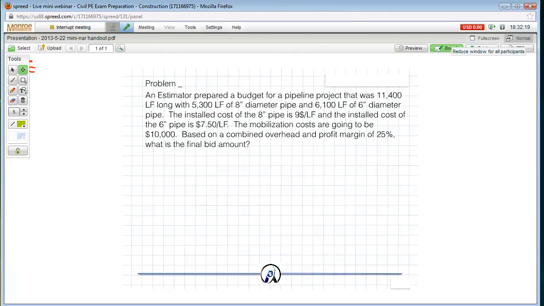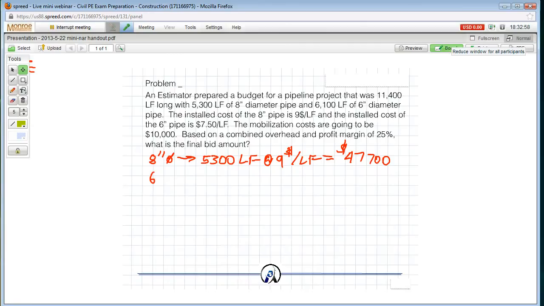So the first thing we want to do is just get the pipe values. So we have the 8-inch pipe, which was, we had 5,300 linear foot of that, and that's multiplied times the $9 a linear foot. So we multiply that out, and I get 47,700 for that. That would be dollars, of course.